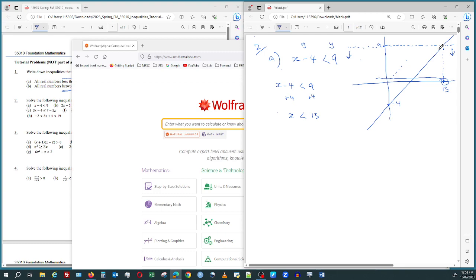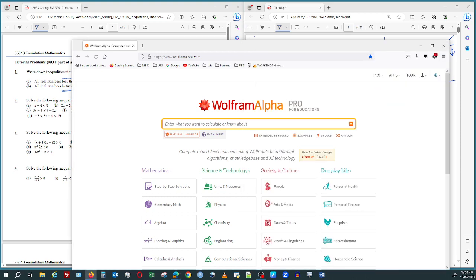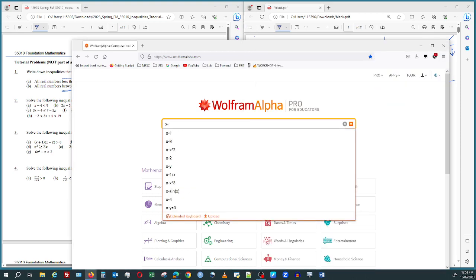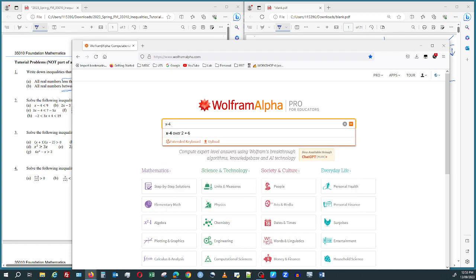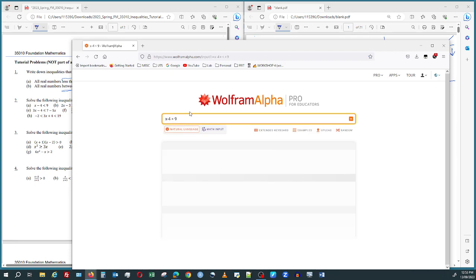So everything that's under 9, and there's our function. So it can't be on this side, it's got to be on this side. So all of these values here should be the solution, the region that's the solution to this particular problem. Okay, so let's check that with technology. So we've got x minus 4 is less than 9, and let's see what that brings us.